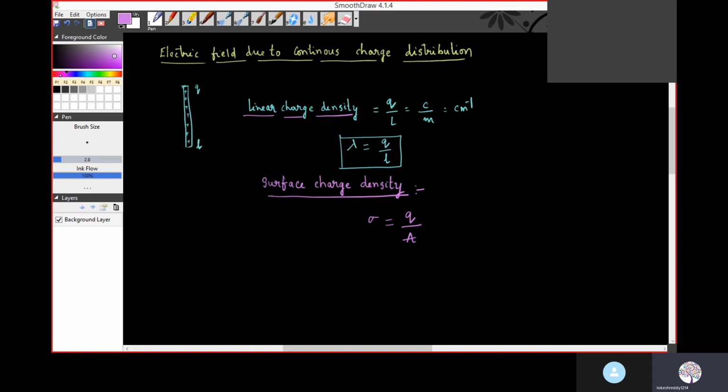So we write this as coulomb per meter square, since charge is in coulomb and area is in meter square. That is surface charge density. Then comes volume charge density.